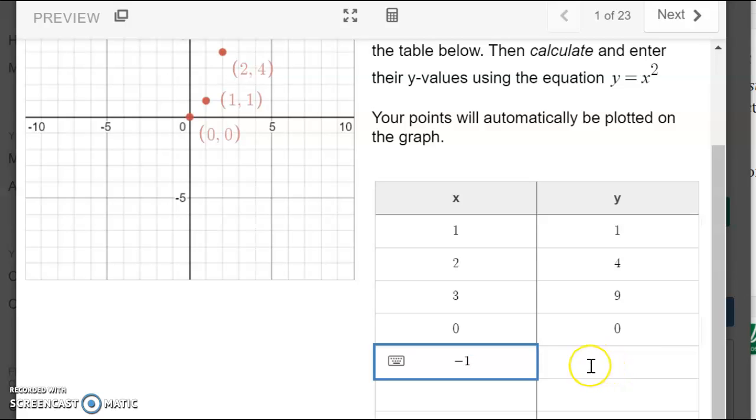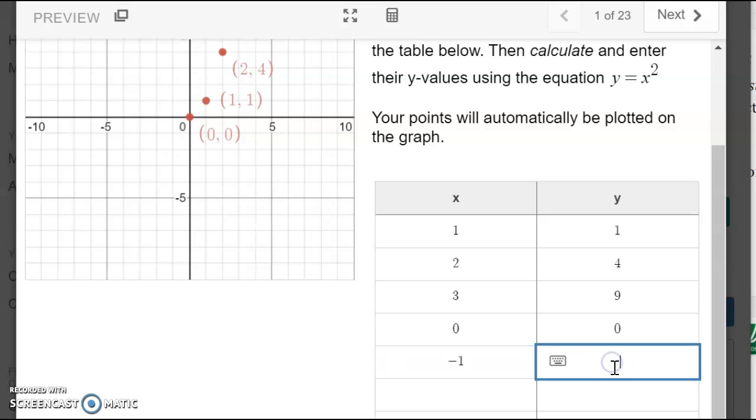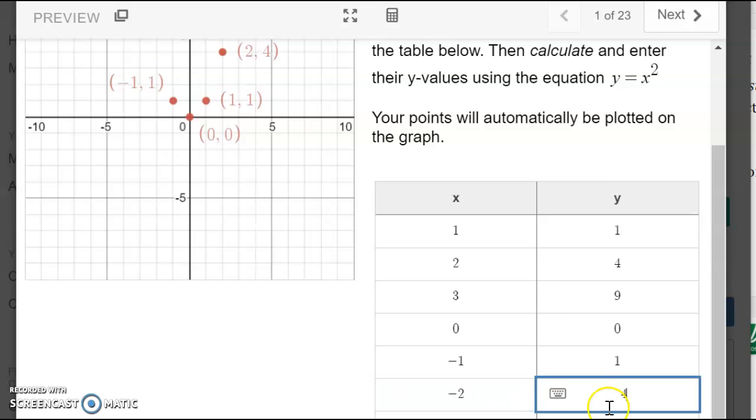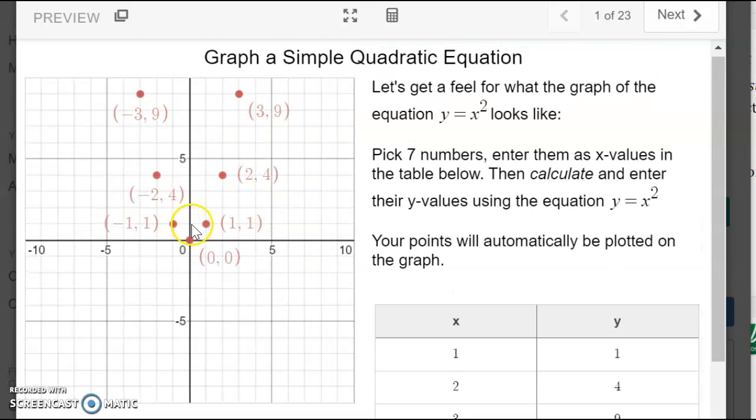Okay, now be careful. Negative 1 squared means negative 1 multiplied by negative 1. It's not 1 squared multiplied by negative 1. So negative 1 times negative 1 is positive 1, because negative times negative is going to be positive. What about negative 2? Negative 2 squared is likewise going to be 4, and negative 3 is going to be 9. Okay, so I plotted those points.